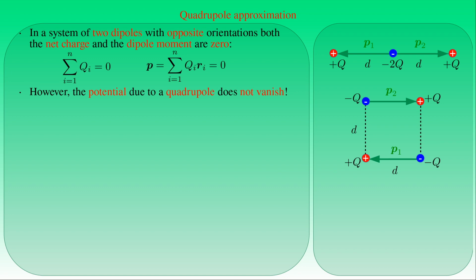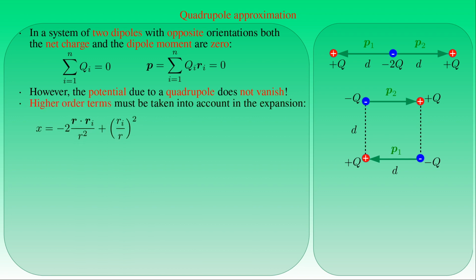When we expanded the reciprocal of the distances between the individual point charges in the system and the point P where the potential was determined, we introduced the shorthand notation x for -2 times the scalar product of the position vector r of the point P and the position vector Ri of each point charge Qi divided by r squared, plus the square of the ratio of Ri to r. We also provided the Taylor expansion of 1 over the square root of 1 plus x as 1 minus 1 over 2 times x, plus 3 over 8 times x squared and so on.